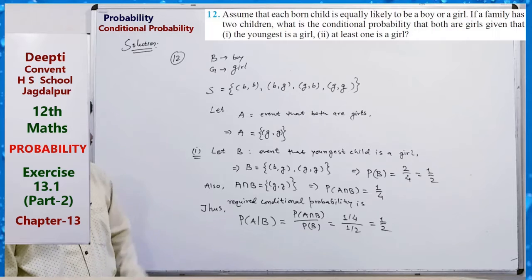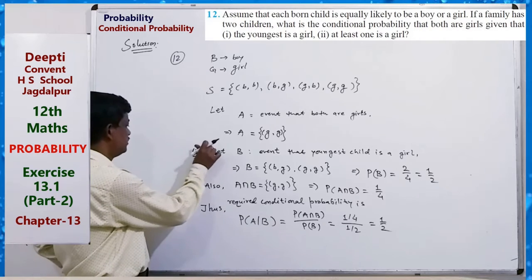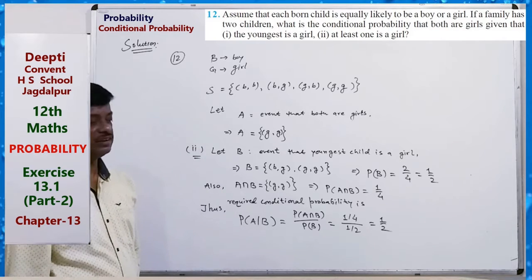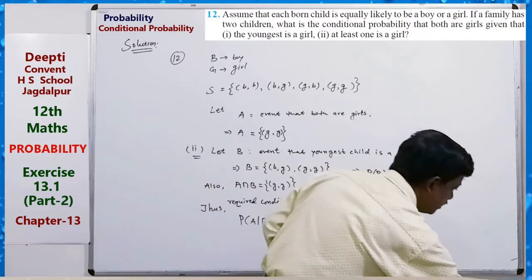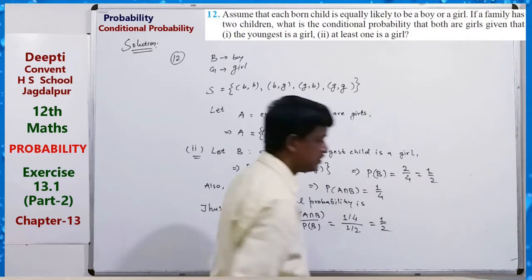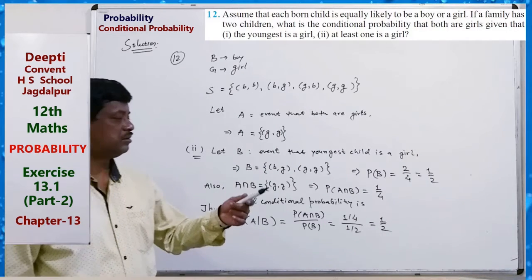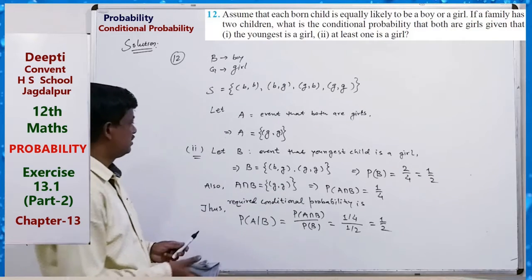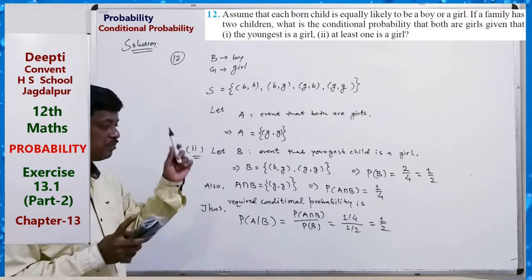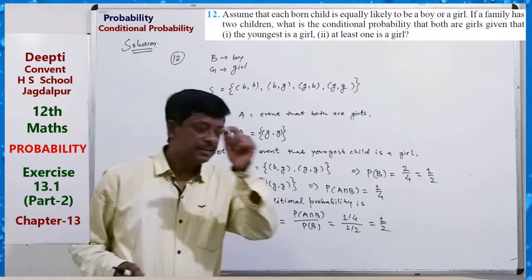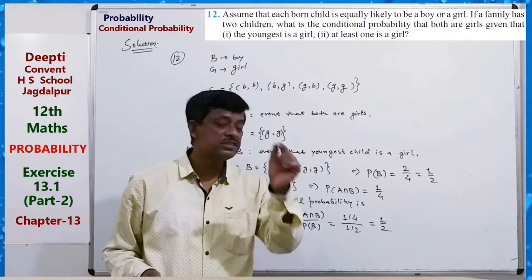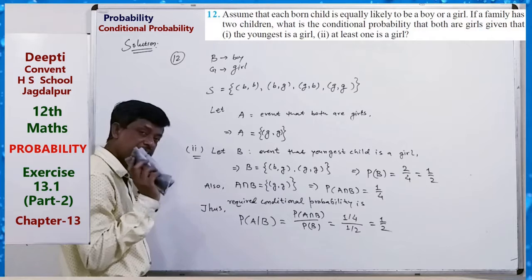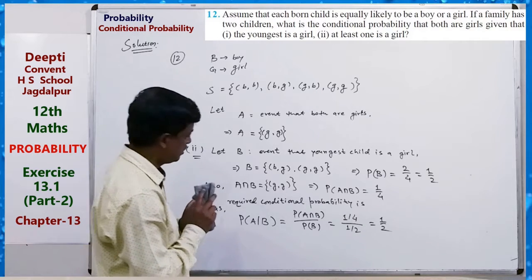Clear? Similarly, the second part. What second part? The required probability is 1 by 4 by 1 by 2 equals 1 by 2. Okay. The second part is, given that at least one child is a girl. At least one child is a girl. Clear?